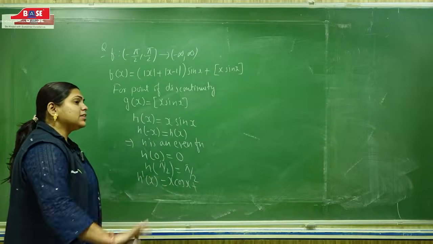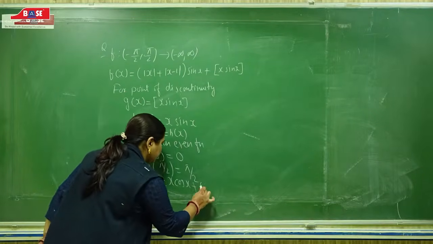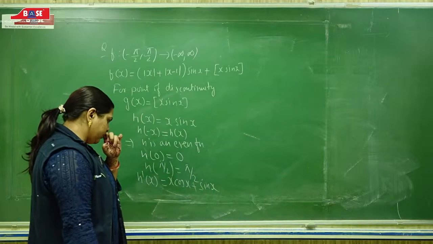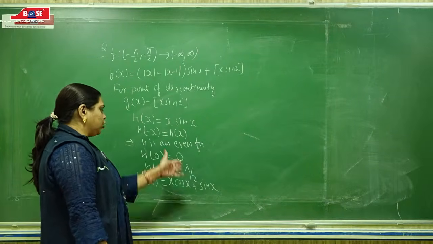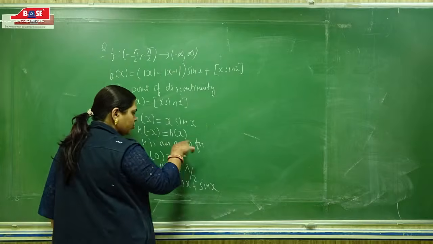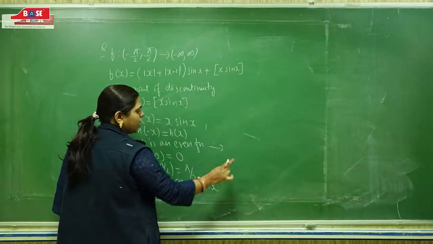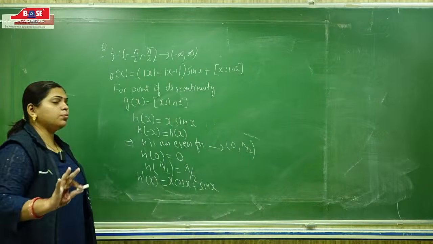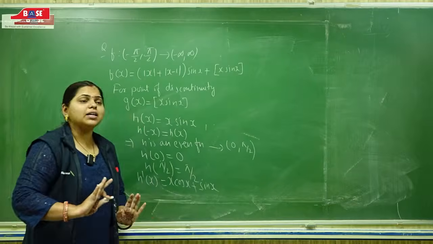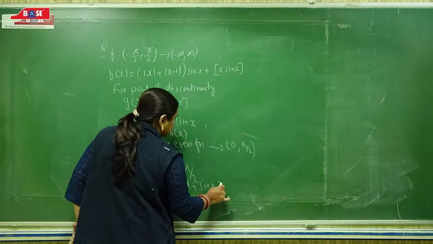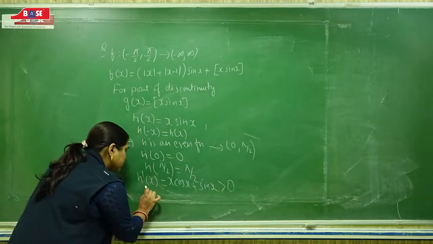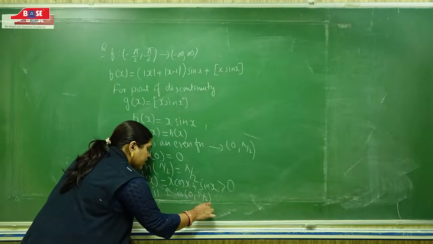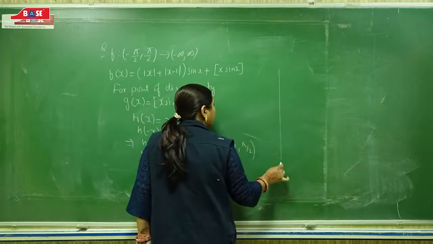And keeping sin x constant, what is the derivative of x? Now please focus on this derivative, because my concerned interval is minus pi by 2 to pi by 2. Since it is an even function, my concerned interval, again I am repeating, is 0 to pi by 2, correct? In this interval, h dash x should be greater than 0, which clearly suggests that h is increasing in 0 to pi by 2.